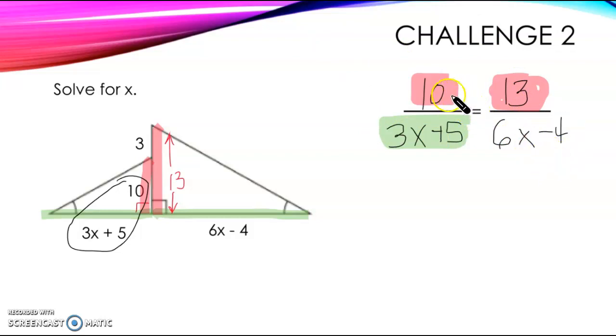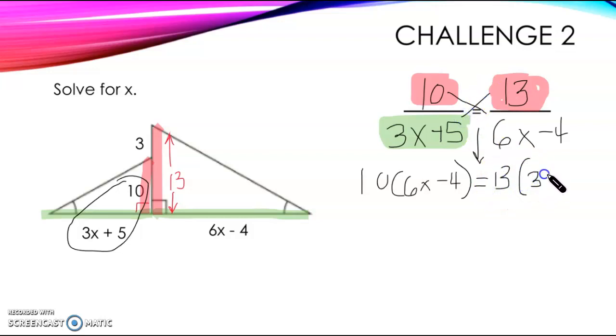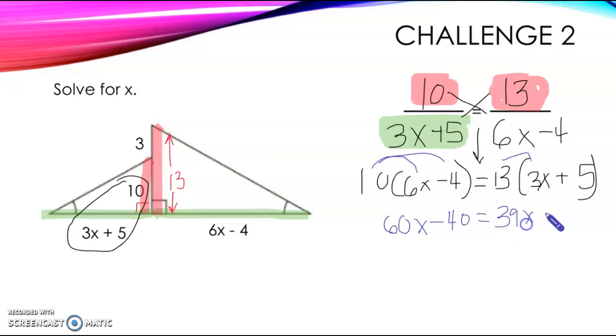So I'll go ahead and solve this again just so you can see it. We're going to multiply 10 times 6x minus 4, excuse my sloppy writing. Bring this equal sign down, and then we'll multiply 13 by 3x plus 5. We'll get 60x minus 40 is equal to 13 times 3x is 39x, plus 13 times 5 is 65.